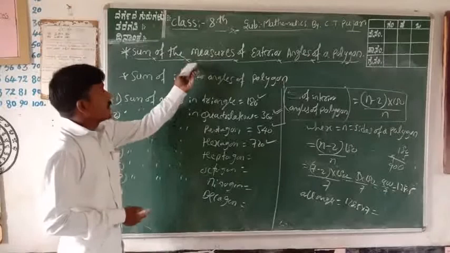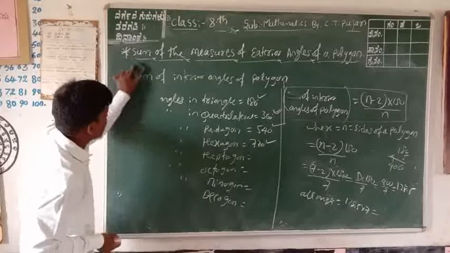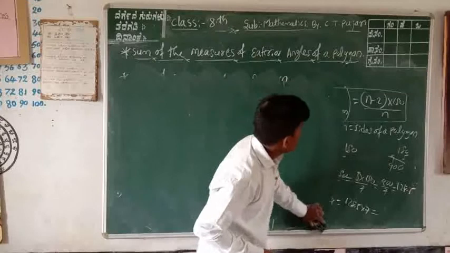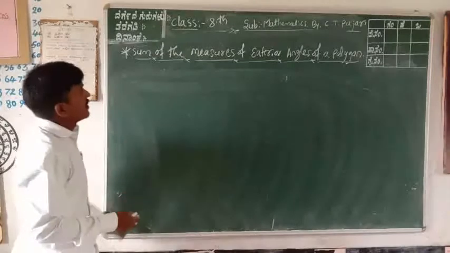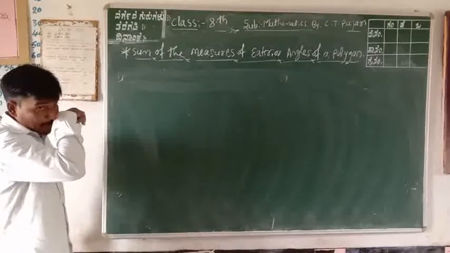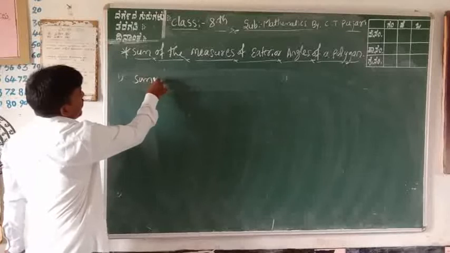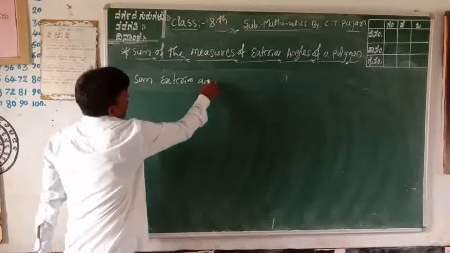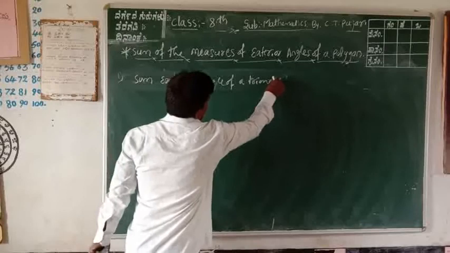Today you will study only exterior angles. What about exterior angles? First one: the sum of the measures of the exterior angles of a polygon. The sum of the exterior angles of a triangle is equal to how much?